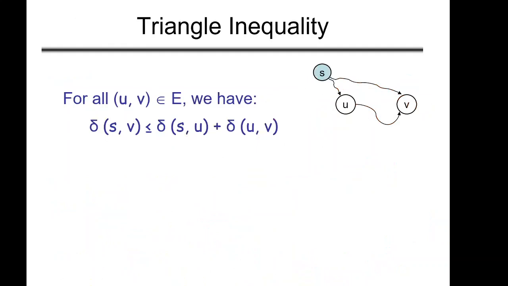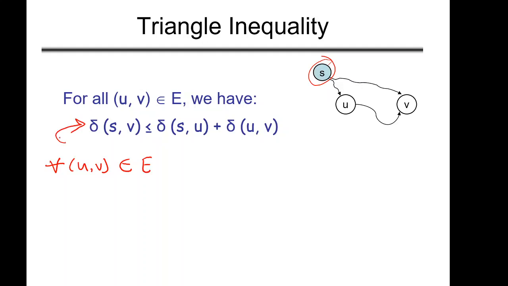Now there is also one more interesting lemma, which is very simple, but has a very useful property of shortest path weights. Again, assume we have the same weighted directed graph with weight function, and the source vertex is S. Now what this lemma, or this inequality, is saying is that for all the edges uv belonging to the edge set E, we have this property satisfied.